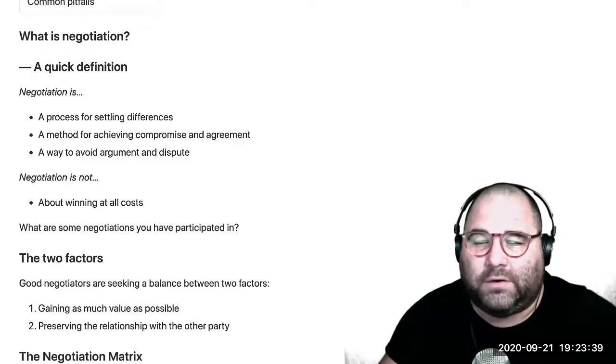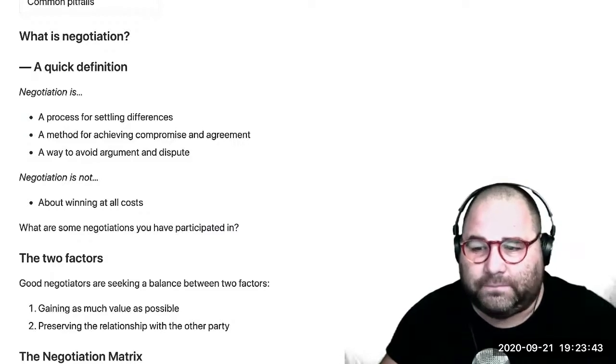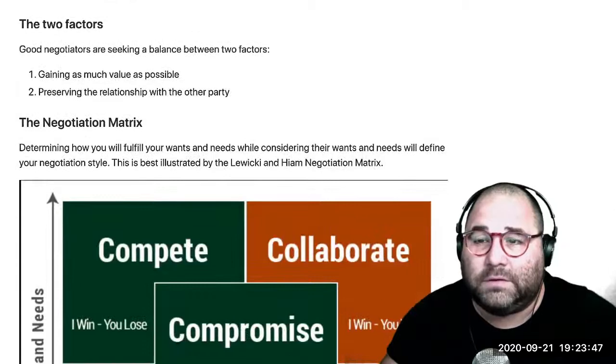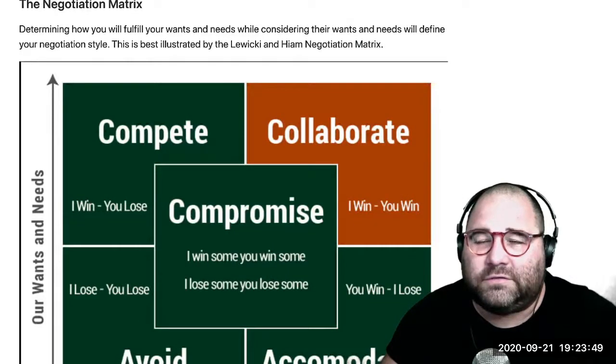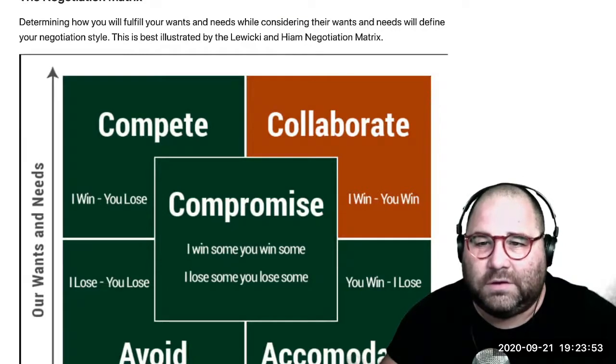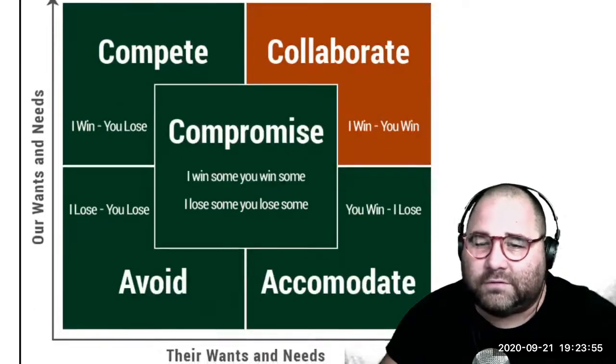So let's talk about the negotiation matrix. It's a good way to visualize negotiation. Oh, I'm just going on the wrong screen. So this is called the Lewicki and Hayem negotiation matrix. So let's get this fully onto the screen. Okay.